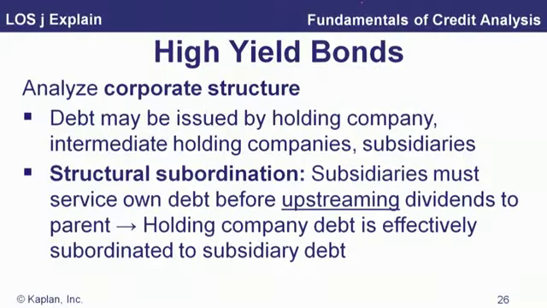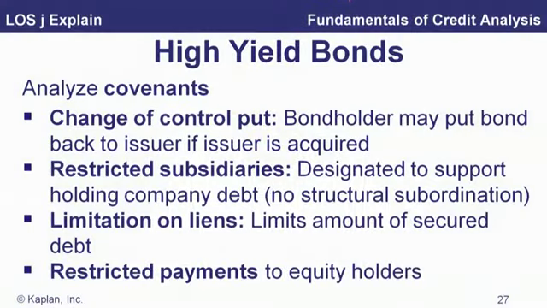Structural subordination. With structural subordination, subsidiaries must service their own debt before sending dividends to the parent. So holding company debt is effectively subordinated to subsidiary debt. So you need to be aware of that structure. And the more protections for bondholders, the better in terms of lower yields, higher ratings, and better prospects for the lenders.